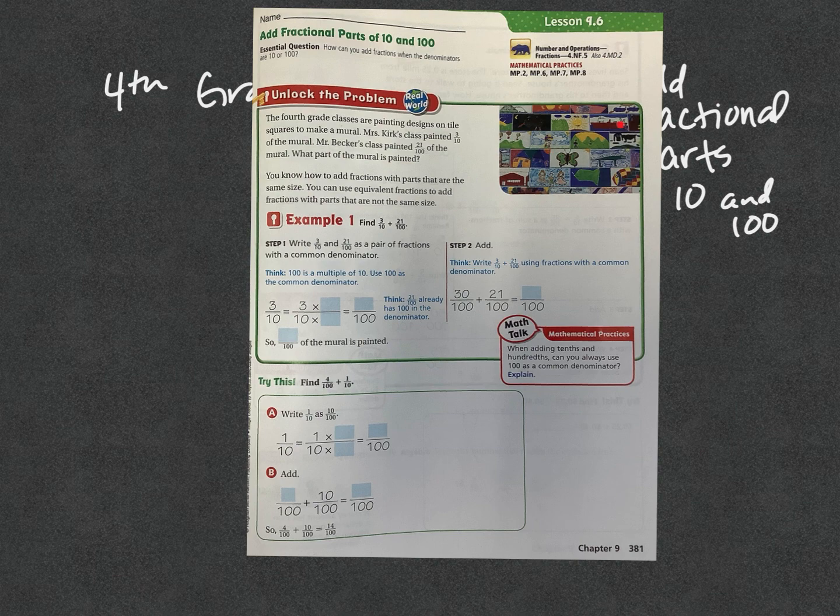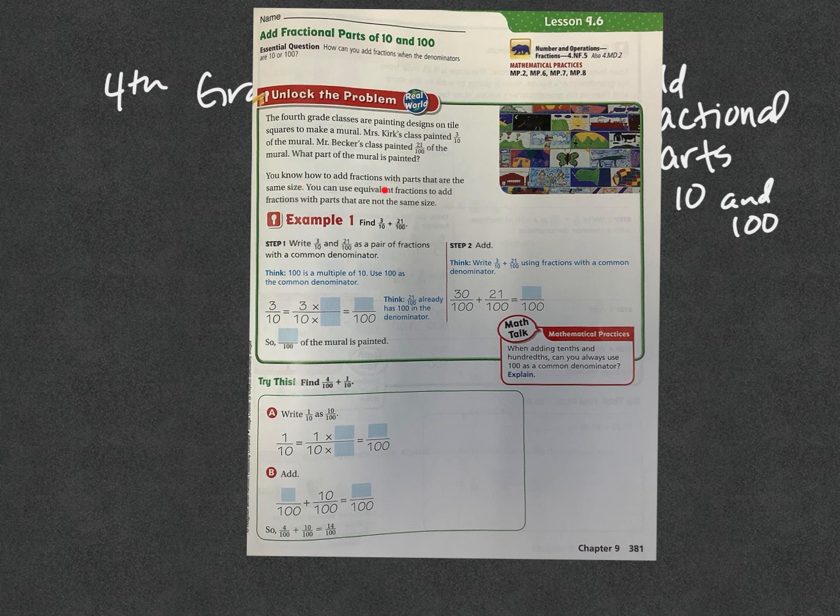This is a mural with each person doing a portion of the painting. Mrs. Kirk's class painted 3/10, 3 out of 10 of the mural. And Mr. Becker's class painted 21/100ths of the mural. What part of the mural is painted?